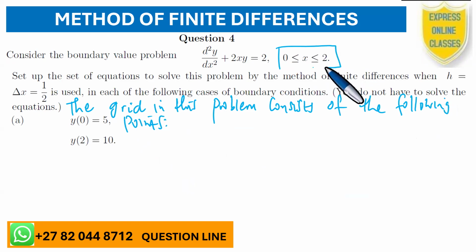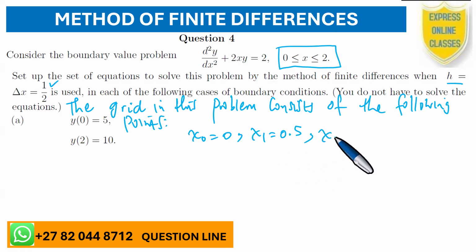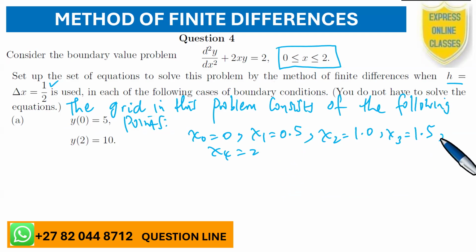Now, if our x runs from 0 to 2, our x0 becomes 0. Remember that you just add h, which is 1/2, and 1/2 is 0.5. So if x0 is 0, x1, you start from the initial point x0, then you add 0.5, you will have 0.5. You add 0.5, you'd have 1.0. You add 0.5, you'd have 1.5. You add 0.5, you'd have 2.0.